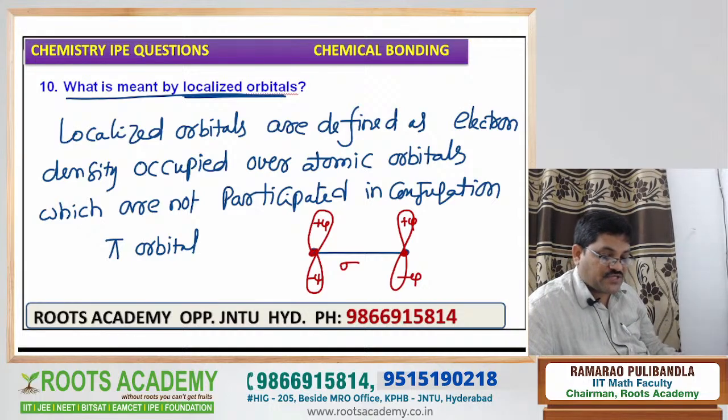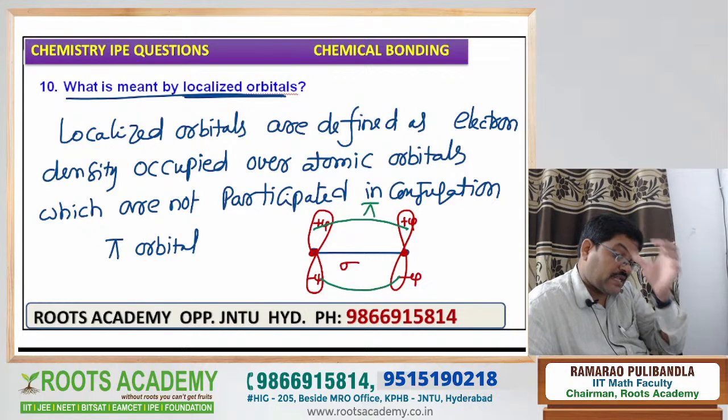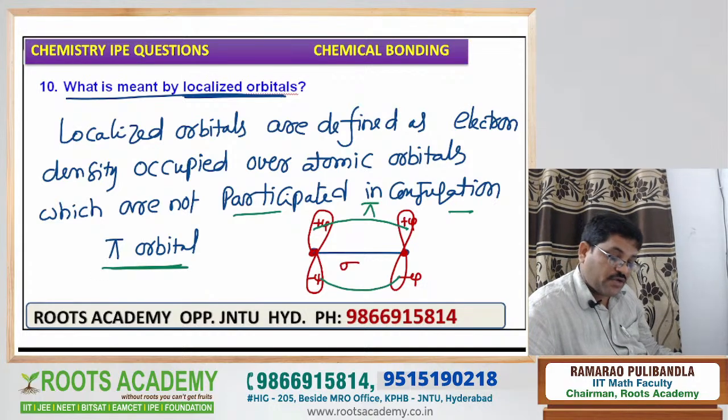Now this positive side is overlapping, and this negative side is overlapping, forming a pi bond. That is the meaning. So the electron density is occupied over the atomic orbitals which are not involved in conjugation. That is called localized orbitals. One of the best examples is the pi bond.